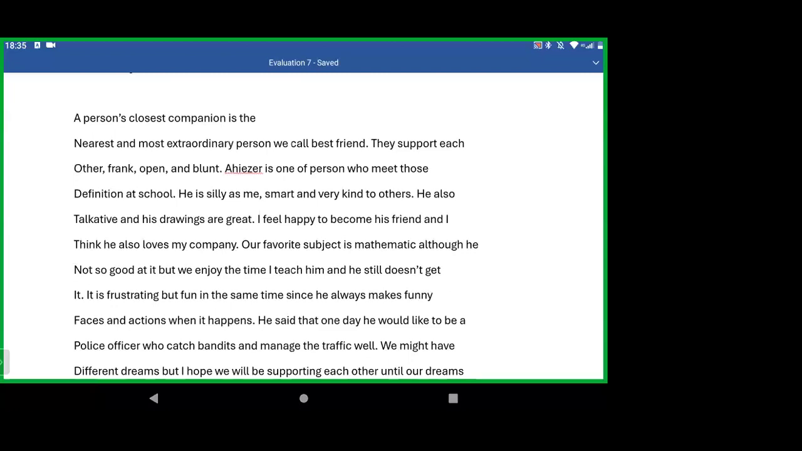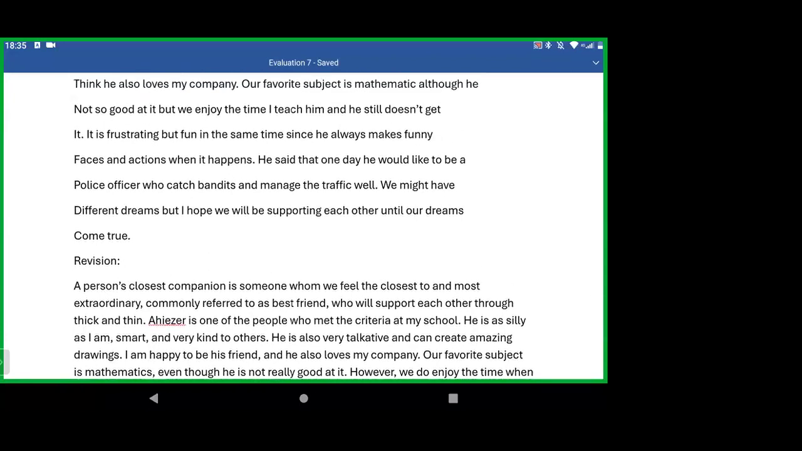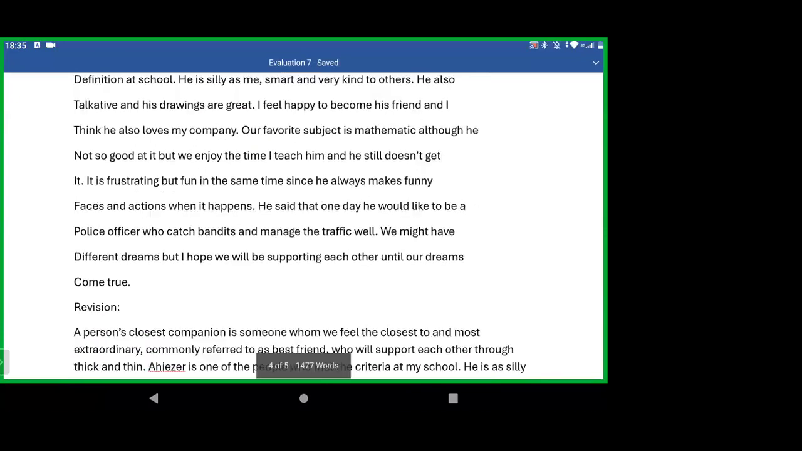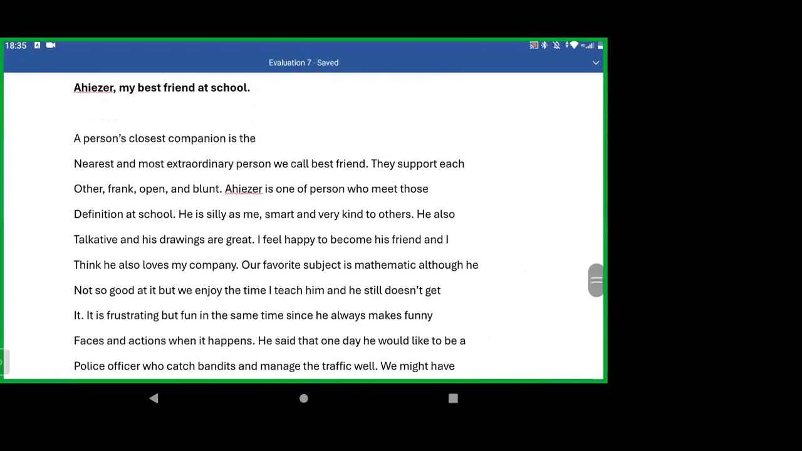Okay, anyway, a person's closest companion is the nearest and most extraordinary person we call best friend. So I made a revision on this sentence as this one here. And also, I actually think that it's better to combine, to merge the sentences. Call best friend. They support each other, frank, open, and blunt. So I have combined that right here. Okay. So a person's closest companion is someone whom we feel the closest to and most extraordinary.